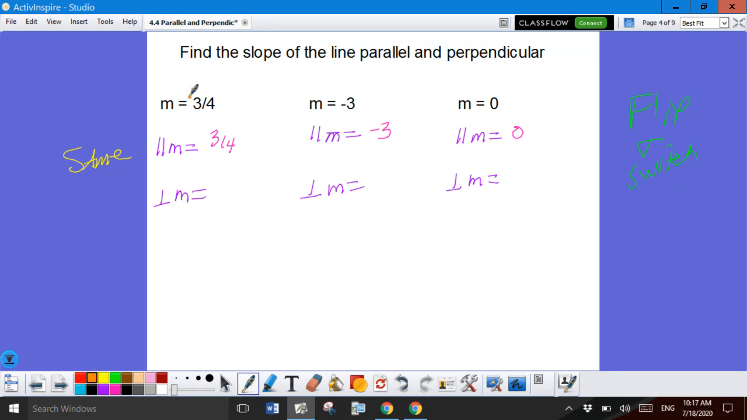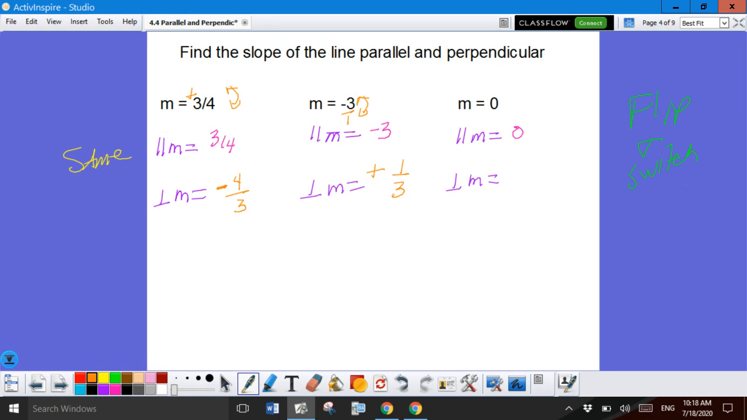So I know this is positive, so I know this one's going to be negative, and I have to flip the numbers. So that would be a -4/3. The next one, remember, this is over 1. I'm going to flip the sign, becomes positive, flip it, 1/3. That is the perpendicular slope.